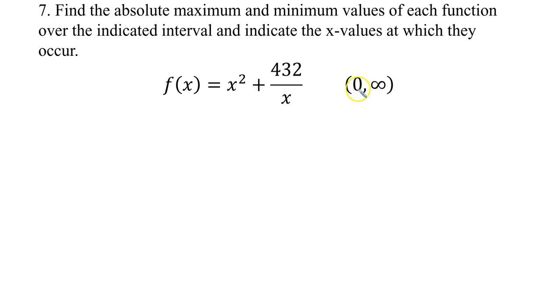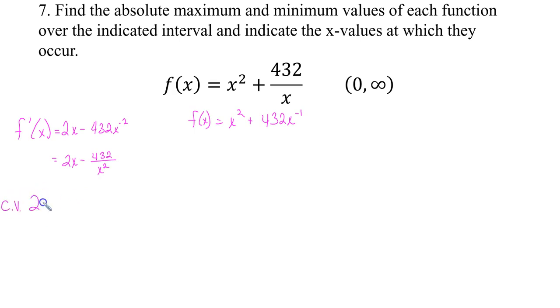This one is a little bit special because notice it's not a closed interval. So if we do not have a closed interval, then we're simply going to work with what we've done before, which is our relative maxes and mins. So we're going to find the derivative of this. I'm going to actually rewrite this to begin with because remember this is x squared plus, and I'm going to rewrite this as 432x to the -1st power. It just makes it a little bit nicer to find the derivative. So the derivative is going to be 2x minus 432x to the -2nd. And so I'm going to rewrite this as 2x minus 432 over x squared. This is what I'm going to set equal to 0 to find my critical values.